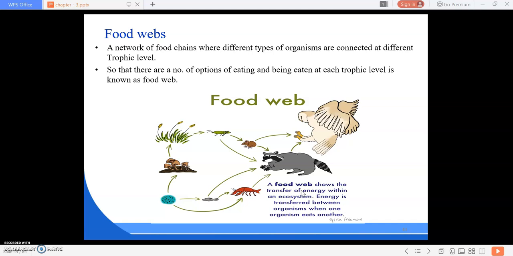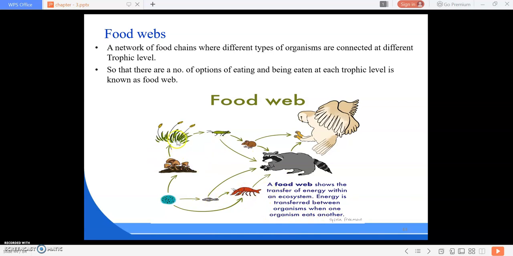The food web is defined as a network of food chains where different types of organisms are connected at different trophic levels, so that there are a number of options of eating and being eaten at each trophic level. Here we can see the food web, and it shows the transfer of energy within an ecosystem. Energy is transferred between organisms when one organism eats another.